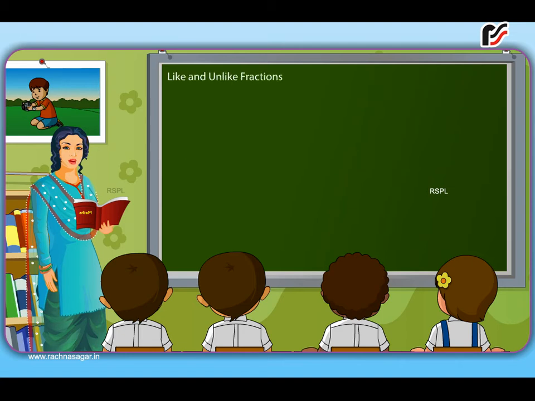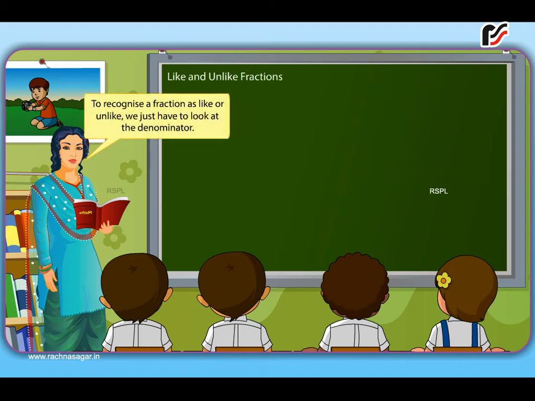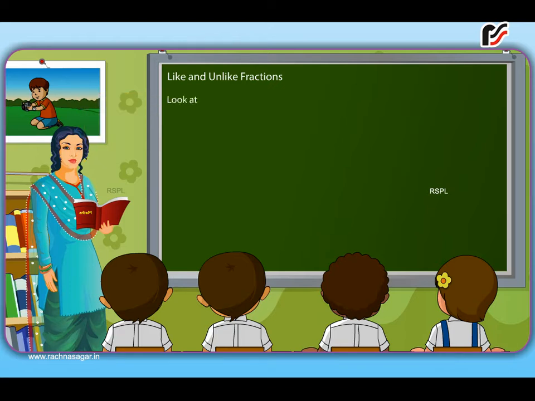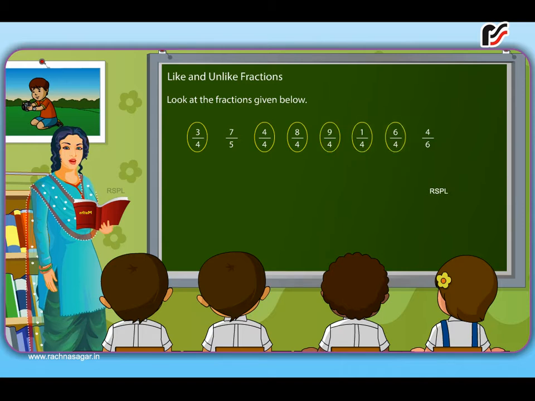Like and unlike fractions. To recognize a fraction as like or unlike, we just have to look at the denominator. Like fractions have the same denominators, and unlike fractions have different denominators. Look at the fractions given below. In the given example, like fractions are 3/4, 4/4, 8/4, 9/4, 1/4 and 6/4.